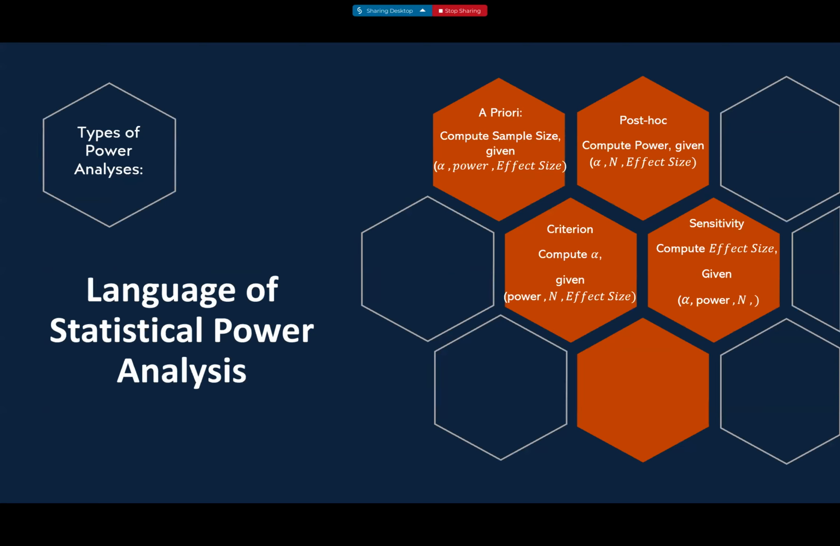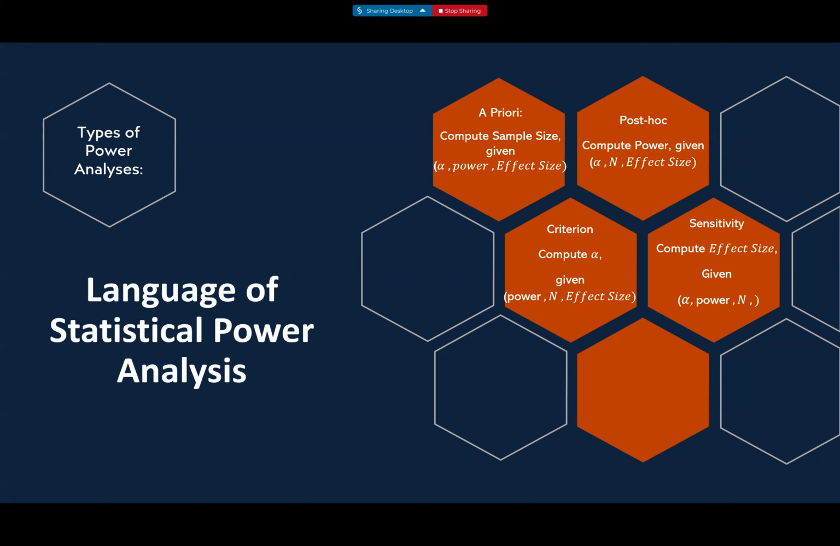So I wanted to give you guys an overview of the language of statistical power analysis because when you look at GPower, and I will show you when we open the GPower software, there are a few different options when you're running the statistical power analysis in GPower. The first and foremost is a priori analysis, which allows you to calculate sample size, given that you have information about the significance level, the power, and the effect size.